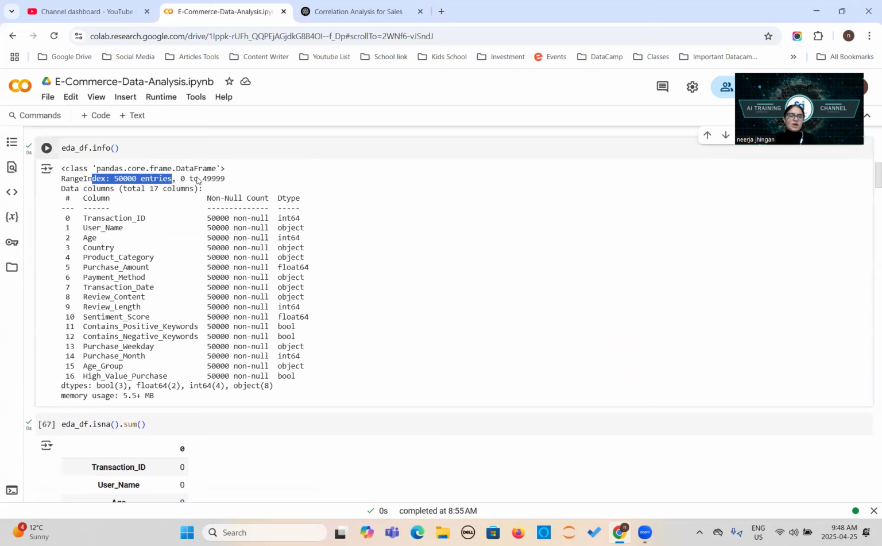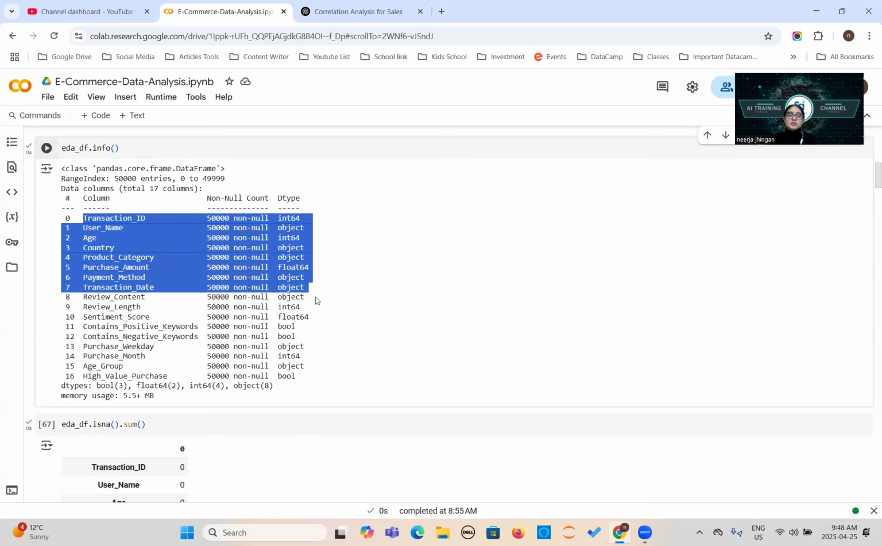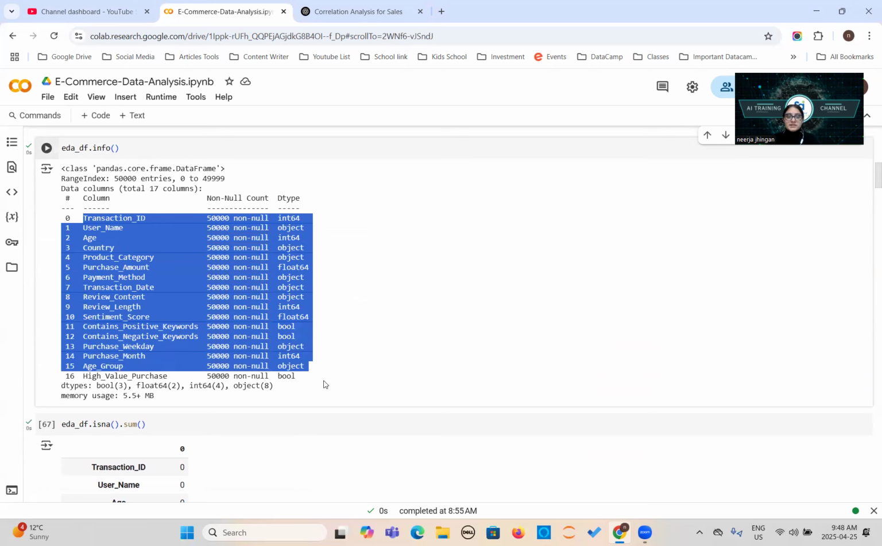Now look at this, using the info method. It is telling us how many records, how many columns, and what is the data type of each column. It contains integer, object, float, and boolean data types here, right? So this is giving you a clear picture about your data set. This is your first job, to understand your data set, whether it is an e-commerce data set or any other data set.